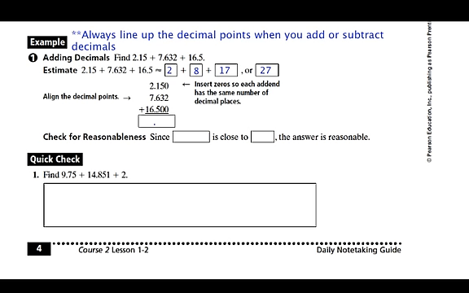0 plus 2 plus 0 is 2. 5 plus 3 plus 0 is 8. 1 plus 6 plus 5 is 12. Write the 2, carry the 1. 1 plus 2 plus 7 plus 6 is 16. Write the 6 and carry the 1. 1 plus 1 is 2. So the total is 26 and 282 thousandths, which is close to 27. So our answer is reasonable.